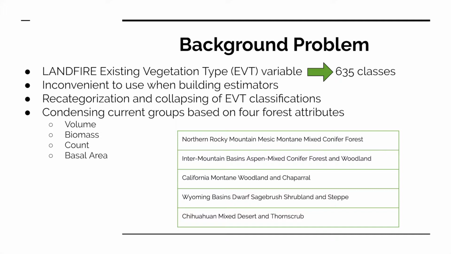This EVT variable had the potential to usefully supplement FIA field data, but because it encompassed over 600 different classes, it was very inconvenient for FIA to take into account when they were building their estimators. We aimed to collapse the hundreds of distinct classes, some of which are shown in the table here, just so that you can get an idea of the specificity that we're dealing with when it comes to these classes. Our goal was to condense the current groups based on 4 important forest attributes: the volume of sawlog portion of vegetation, the above-ground biomass, the tree count, and the basal area, a measurement of the area occupied by tree stems.